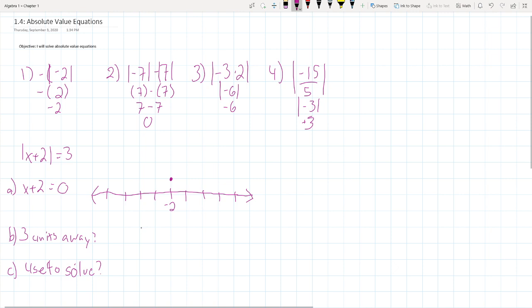For part B, it says locate the points that are 3 units from the point you found in part A. What do you notice about these points? So if I go 3 to the right, 1, 2, 3, this is negative 1, this is 0, this is 1. I notice, okay, I have it at 1. And if I go 3 to the left, 1, 2, 3, this is negative 3, negative 4, negative 5.